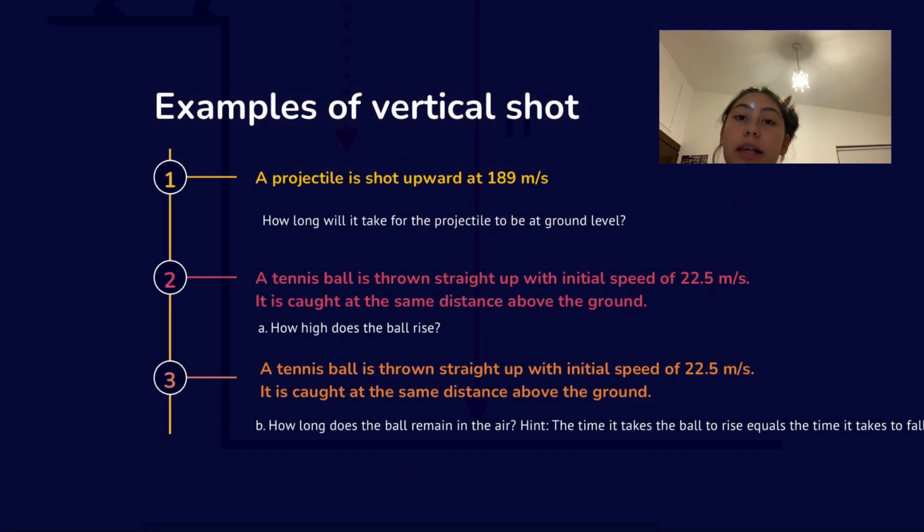The first exercise is a projectile is shot upwards at 189 meters divided by seconds, and we need to determine how long will it take for the projectile to hit the ground level. Then we have a tennis ball is thrown straight up at an initial speed of 22.5 meters divided by seconds. It is caught at the same distance above the ground, and we need to calculate how high the ball rises, and how long the ball remains in the air.